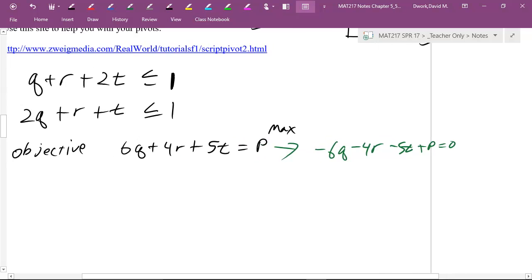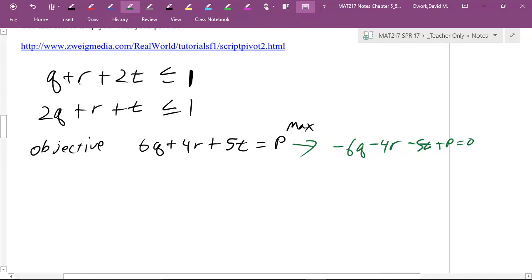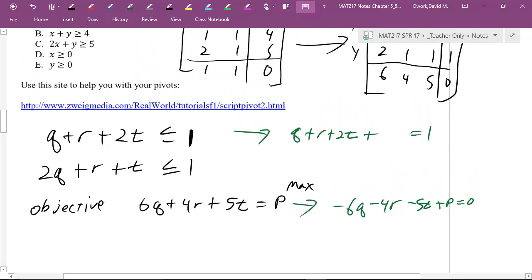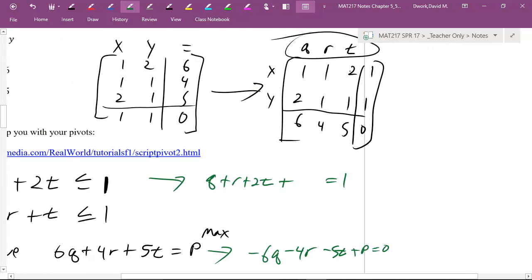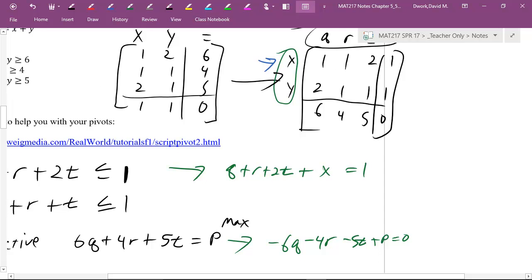Okay, there's our setup. Now, for our constraint equations, what would these look like? This one here would be just like normal, q plus r plus 2t equals 1. And our slack variable, since this stuff on the left-hand side is less than or equal to, we need to add to make it bigger. But what slack variable do we use? We have to get our original variables back into these equations somehow. If we're going to get an answer, we need x and y in here. So the slack variable for the first equation is x, because that was the equation x was coming from. So x gets reintroduced there.